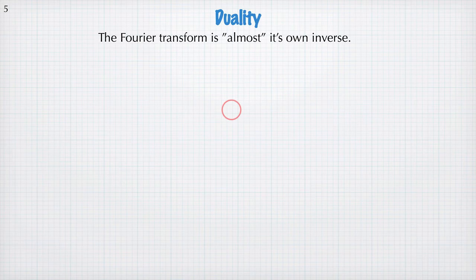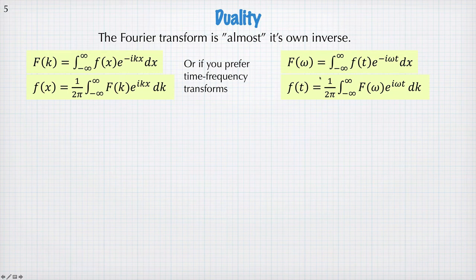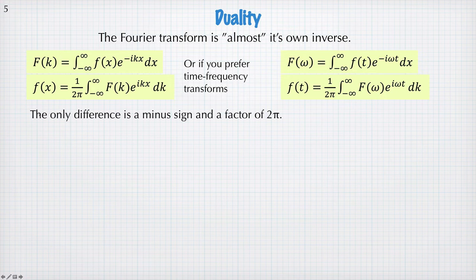The next property I want to describe is known as duality, and this is just a fancy way of saying that the Fourier transform is almost its own inverse. If you look at the definition of the Fourier transform, you can kind of see this. The Fourier transform from x to k is defined with the kernel e to the negative i kx. The inverse transform from k back to x looks pretty much the same, except we've changed a sign up here in the exponent and accumulated a factor of 1 on 2 pi out the front. This is the same transforms written out with omega and t, in case you prefer looking at them in that way. Okay, so the only difference between the forward and reverse transforms is the minus sign and the factor of 2 pi.